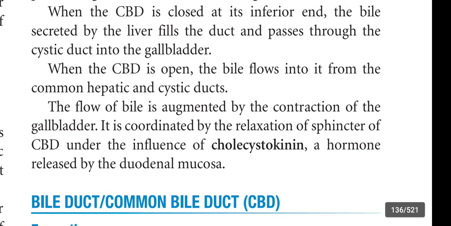Remember this one point, guys. When the common bile duct is closed, the bile from the liver goes into the gallbladder for storage. When the common bile duct is open, bile flows from the liver as well as from the gallbladder, under the relaxation of the sphincter of the common bile duct under the influence of cholecystokinin. It is a hormone released by the duodenal mucosa. I think it is clear to you.